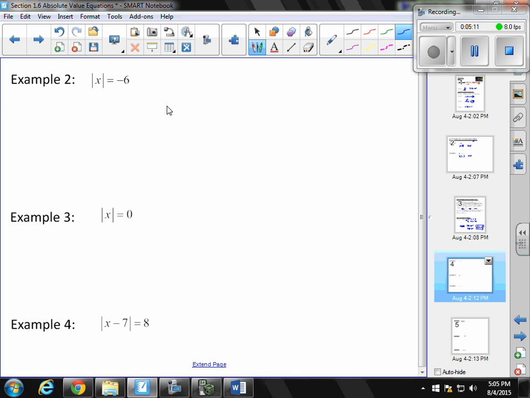The absolute value of x equals -6. Well, we just said the absolute value has got to be a distance between 0 and that number, and the distance can never be equal to a negative. So this one has no solution. Our absolute value cannot be equal to a negative number.